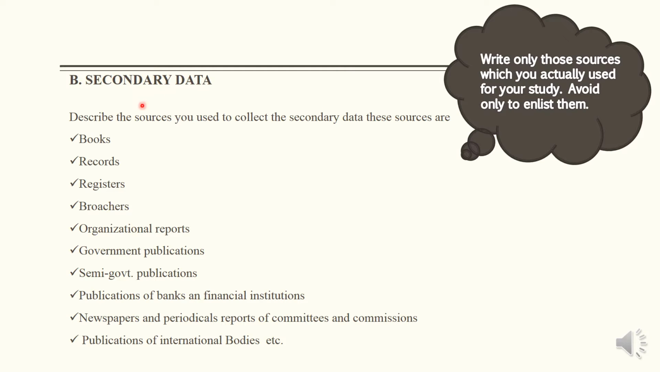B. Secondary data. Describe the sources you used to collect the secondary data. These sources are books, records, registers, brochures, organizational reports, government publications, semi-government publications, publications of banks and financial institutions, newspapers and periodicals, reports of committees and commissions, publications of international bodies, etc. Write only those sources which you actually used for your study. Avoid only enlisting them.